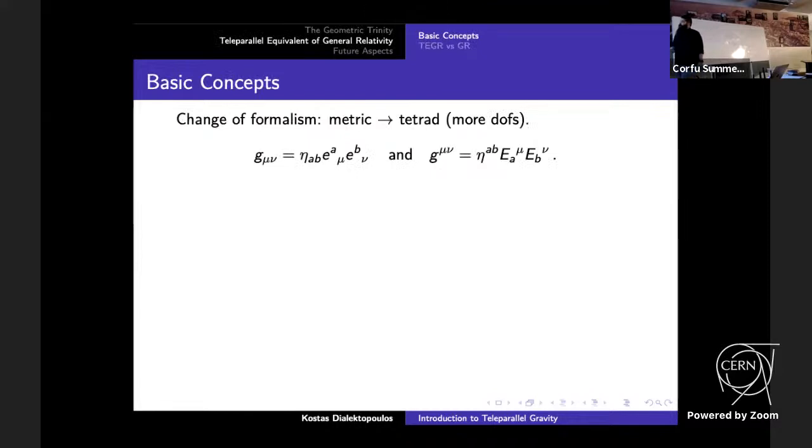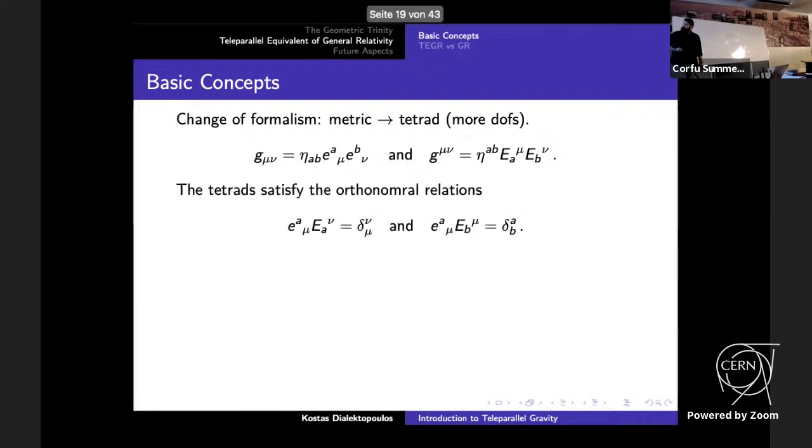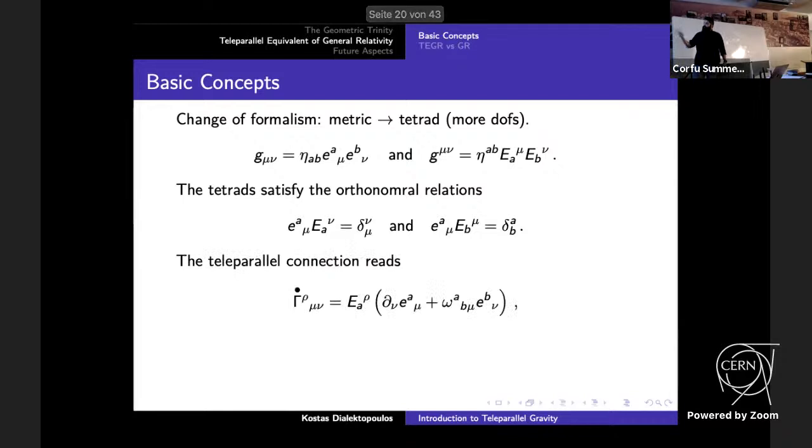So yeah, some basic concepts. As I said, the fundamental field is the tetrad. The tetrad is associated with a metric from this relation, or the inverse metric and the inverse tetrad. The tetrad satisfies some orthonormal relations. I mean, these are known even from GR. GR can also be written down in this language.